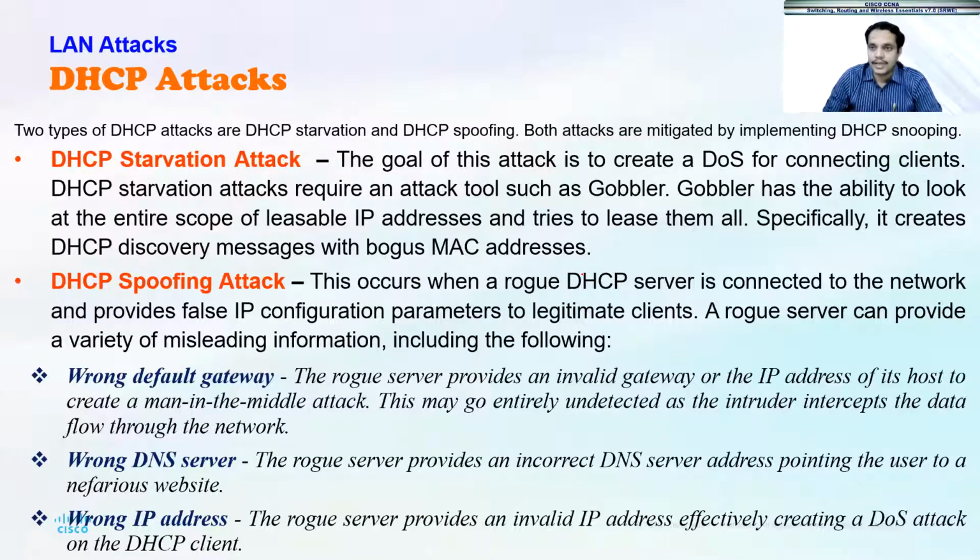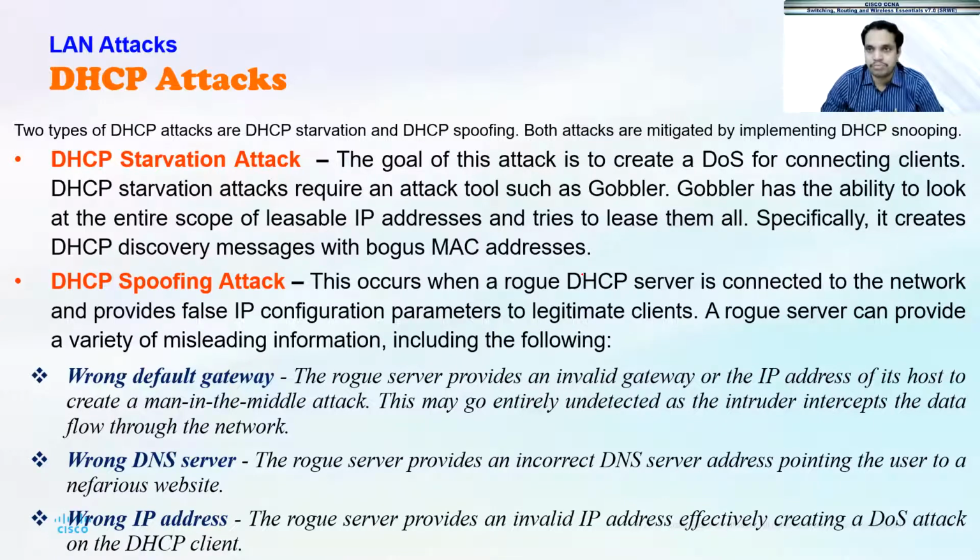The second type of attack is called a DHCP spoofing attack. This occurs when a rogue DHCP server, imagine a DHCP server under the control of an attacker, is connected to the network, and it starts providing false IP configuration parameters. When you switch on, your device depends on the parameters it received from the DHCP server to configure its IP address and other parameters to connect to the network. But what if the server itself is compromised?